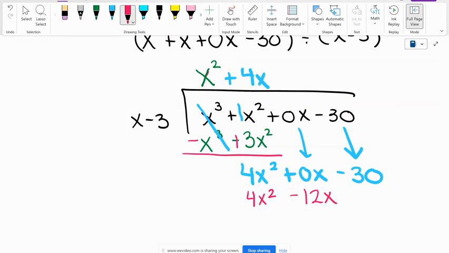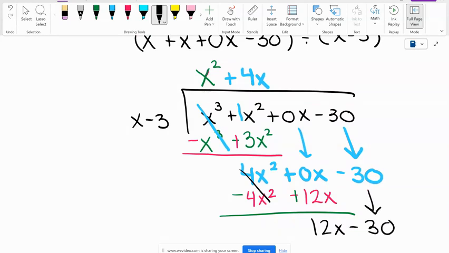Because we have to subtract, what do I have to do to all the signs? Change them. We're going to make them the opposite. So it becomes a negative 4x squared and a positive 12x. The 4x squareds will cancel. 0x plus 12x is a 12x. And then I bring down that minus 30.